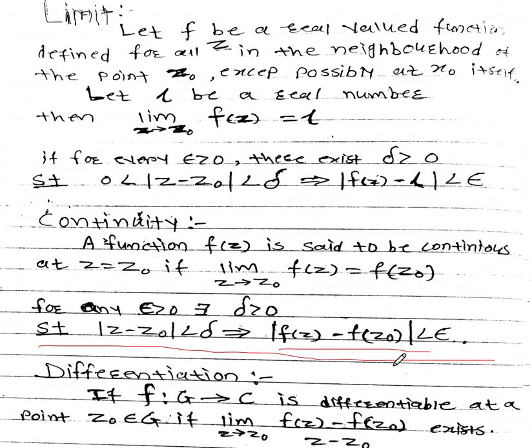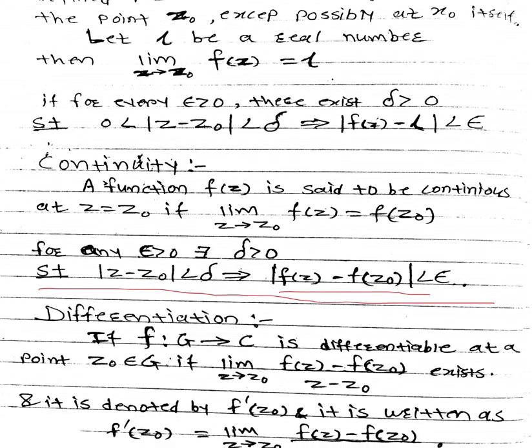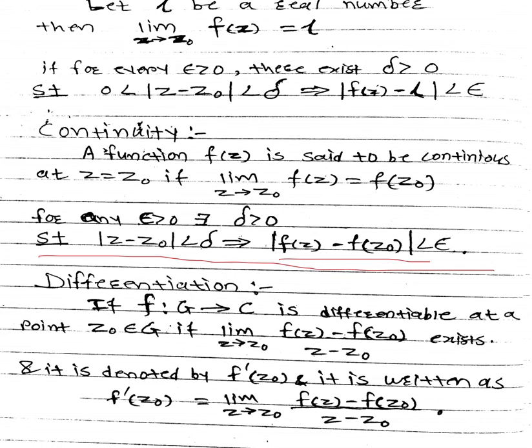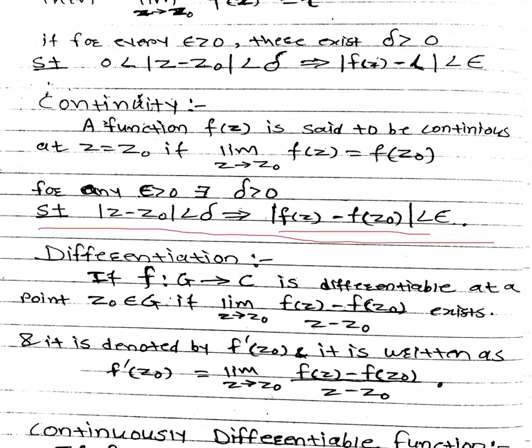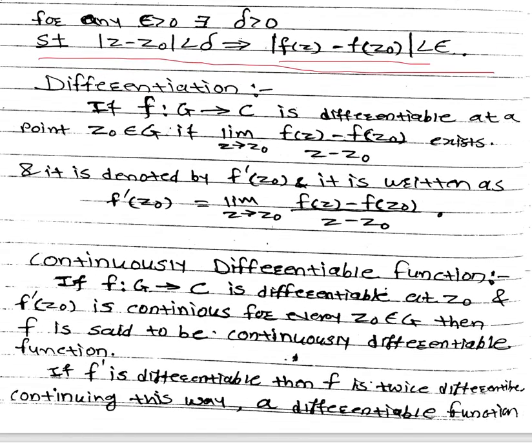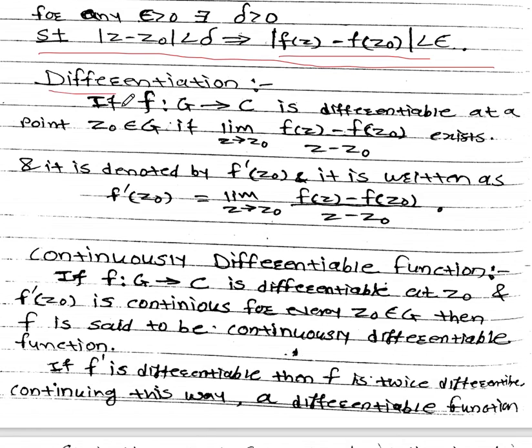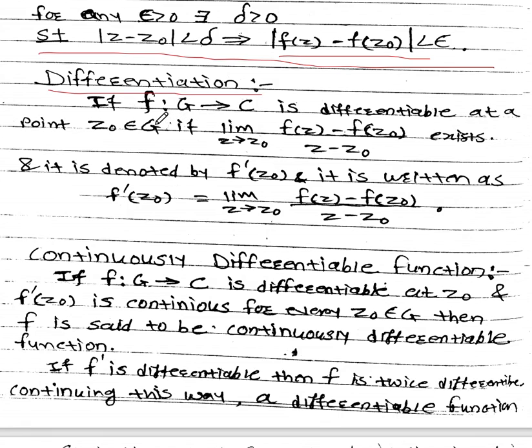Now we will see the next definition, that is differentiation. You have been learning these definitions since 11th and 12th standard. So the next definition is differentiation. What is differentiation? Let us suppose that f from G to C, here f is any function, G is a region and C is the complex plane.